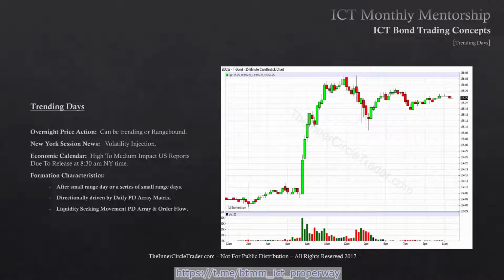The reverse is seen when the ranges are small in the daily chart and price has recently traded up to a premium array. And again, volatility injections are expected at the 8:30 news embargo lifts, high to medium impact news reports. When you see those things, we can expect an expansion day on the downside from a premium array.